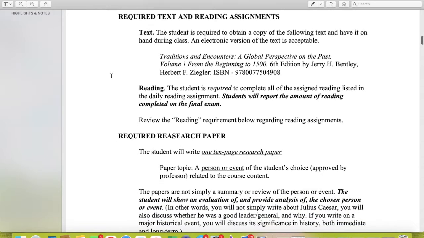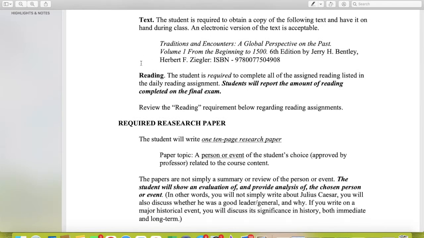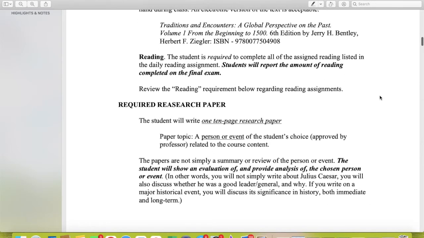You need to get a copy of your textbook. You can either get it in book form or electronic form, but it's Traditions and Encounters, A Global Perspective on the Past, Volume 1, From the Beginning to 1500 by Bentley. Okay, that's your Bentley. The student is required to complete all of the assigned readings listed in the daily reading schedule.